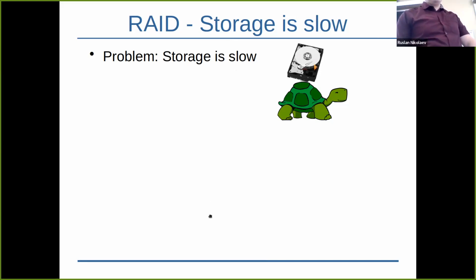That's called RAID. RAID is a redundant array of inexpensive disks. So what is the problem with regular disks? The problem with regular disks is that storage is slow. Especially with hard disks, it's a really big problem. With SSDs, it's of course not that bad, but even with SSDs, it's not ideal. Sometimes you want to be faster, but with hard disks, they're still in use.